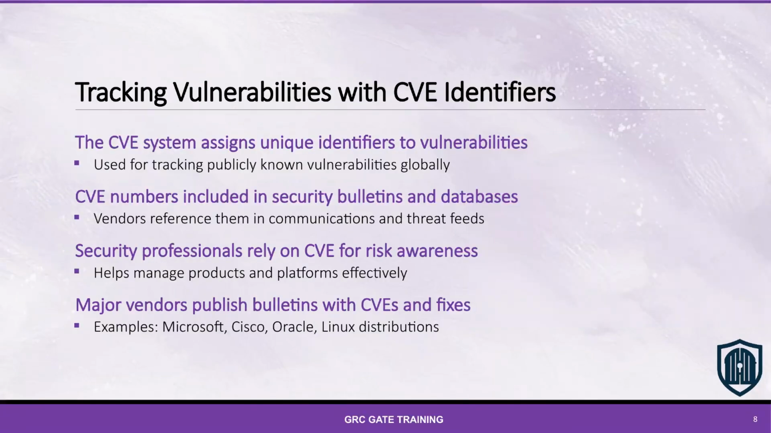if left unaddressed. The industry also relies on standardized identifiers to track vulnerabilities. The Common Vulnerabilities and Exposures, or CVE system, assigns unique identifiers to publicly known vulnerabilities. These CVE numbers are referenced in vendor security bulletins, threat intelligence feeds, or vulnerability databases, allowing security professionals to stay informed about relevant risks in the products and platforms they manage. Major software vendors such as Microsoft, Cisco, Oracle, or various Linux distributions regularly publish bulletins that highlight newly discovered vulnerabilities, their CVE numbers, or recommended remediation steps.